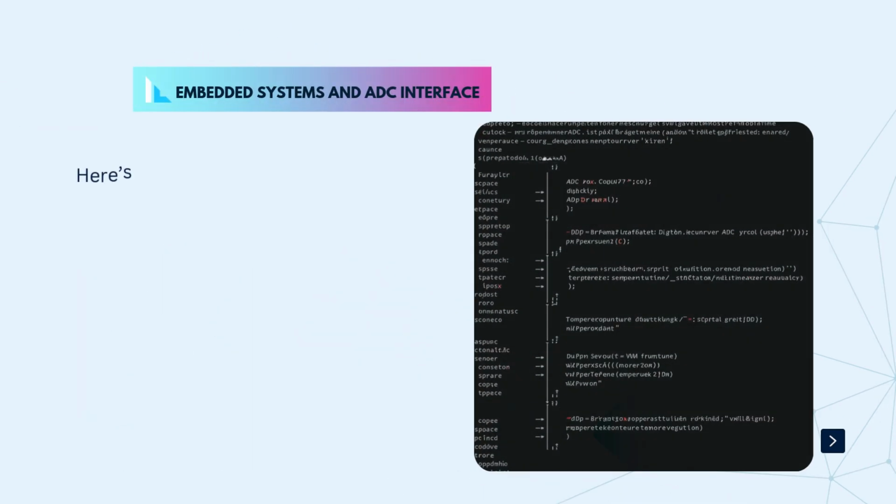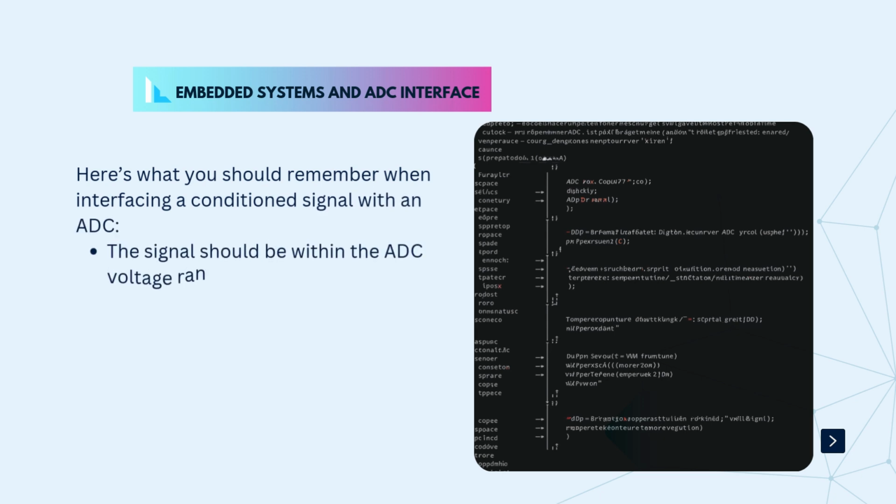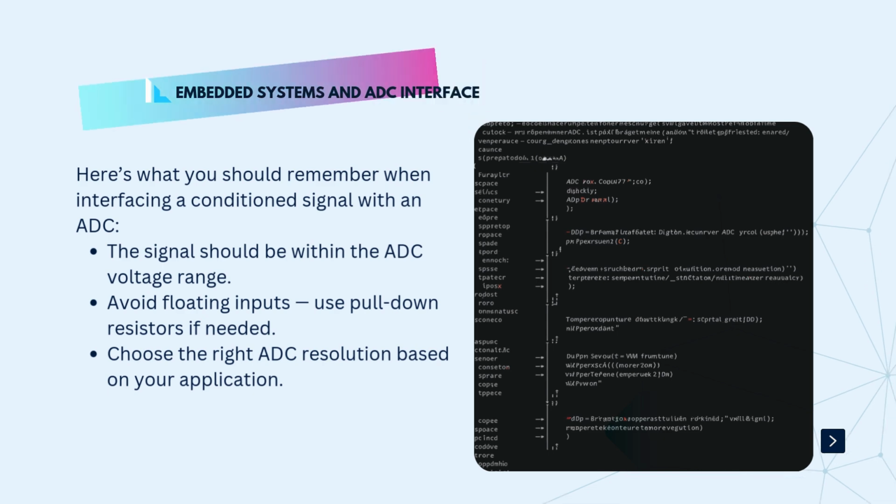Once the signal is conditioned, it's passed to the ADC, analog to digital converter, built into most modern microcontrollers. Here's what you should remember when interfacing a conditioned signal with an ADC. The signal should be within the ADC voltage range. Avoid floating inputs, use pull-down resistors if needed. Choose the right ADC resolution based on your application.